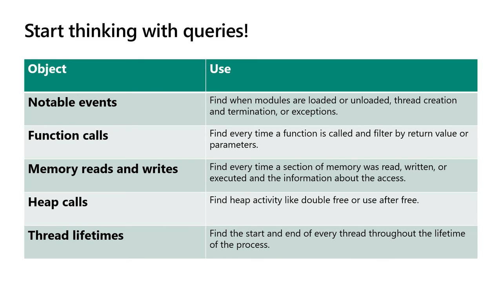You can query across things like notable events, find out when modules are loaded or unloaded, threads are started, find exceptions, function calls, find every time your function returns a value that you don't expect is always useful. Memory reads and writes, I just showed that for you. Heap calls is super useful for finding things like use after free or double free. You can see the same heap call every time it's used. And then thread lifetimes, being able to search across the start and end of a thread's lifetime.